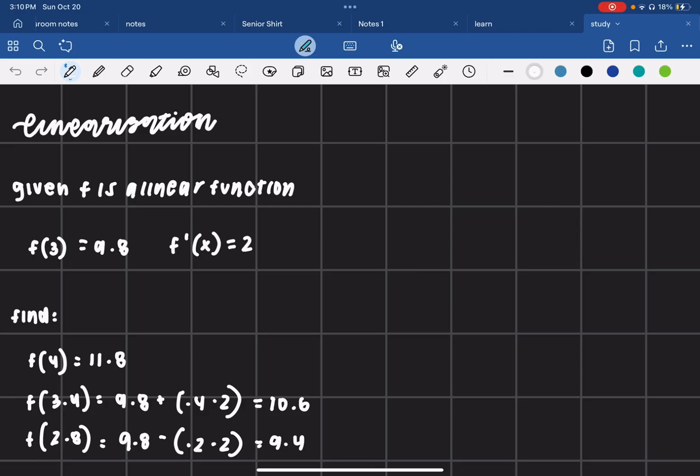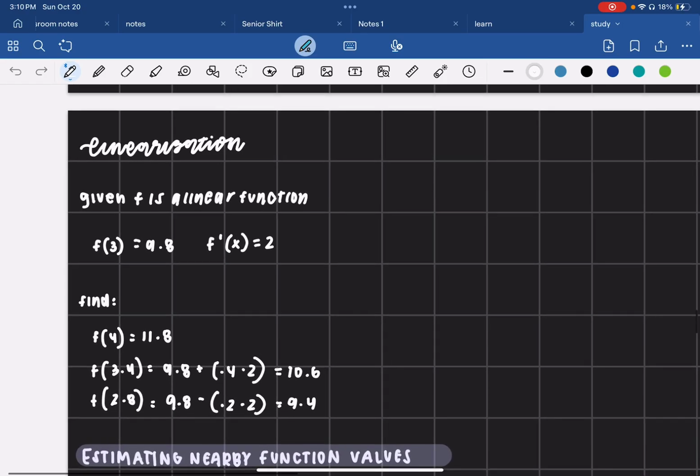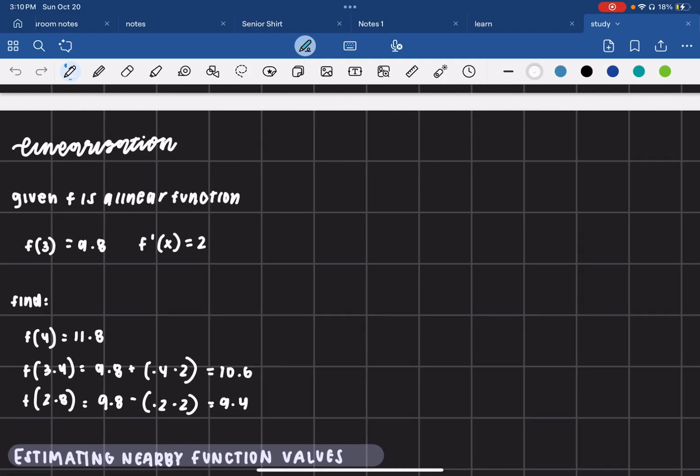But yeah, so today we're going to be talking about linearization, and that's basically when you are given a very odd number and you're trying to find its output. So, for example, here we have, given that f is a linear function, f of 3 is equal to 9.8, and f prime of x, so the derivative, is 2.